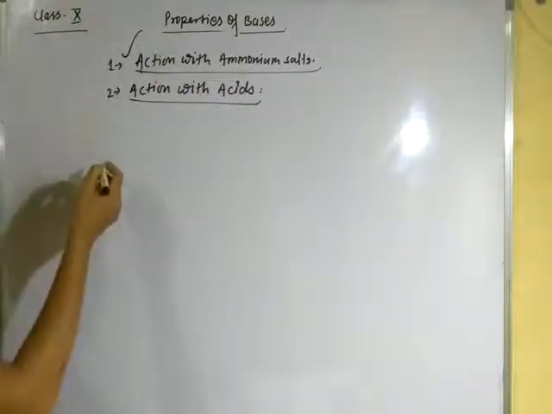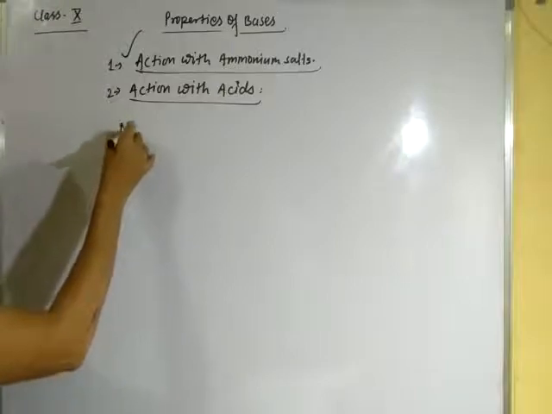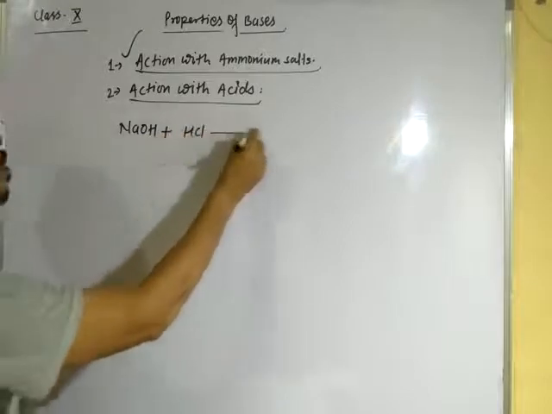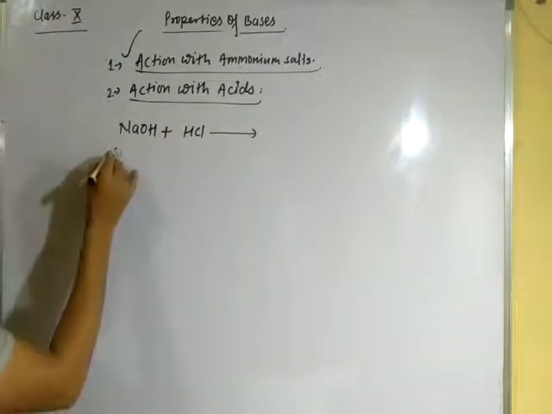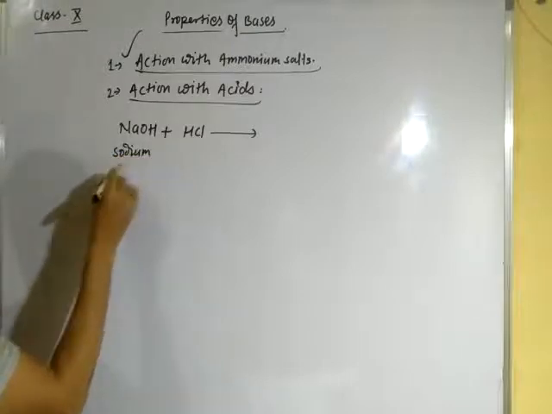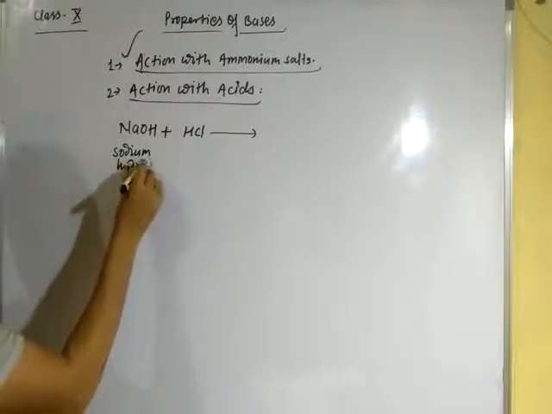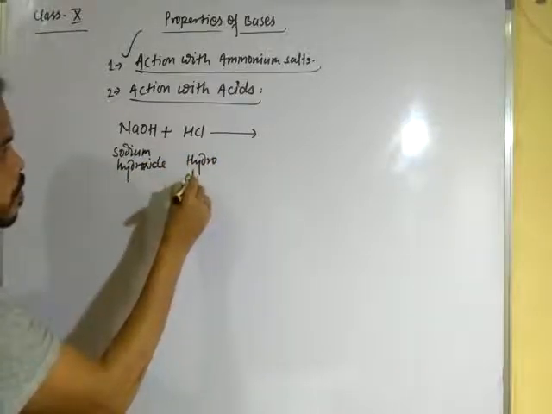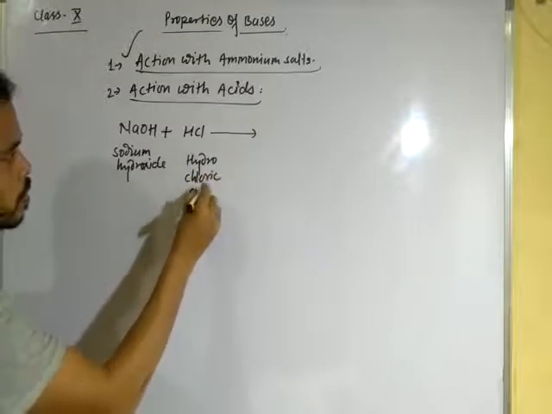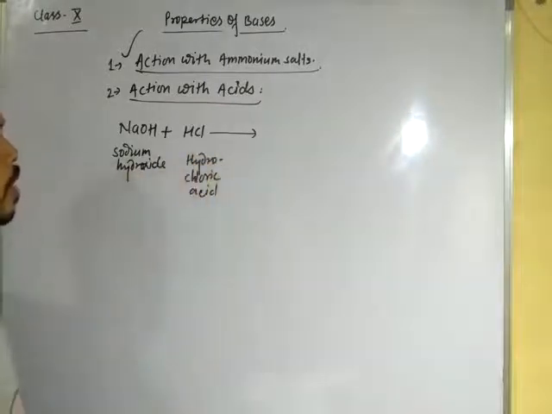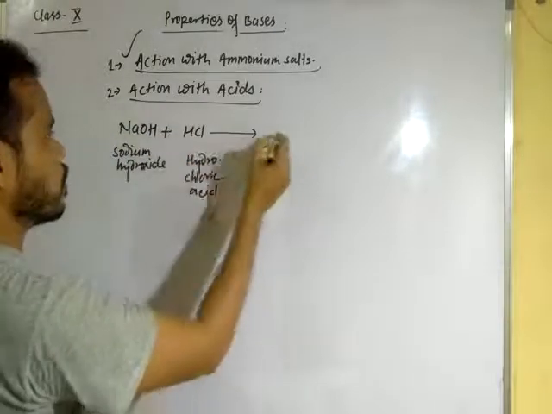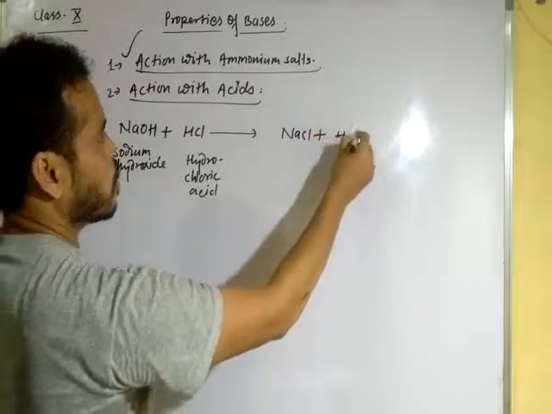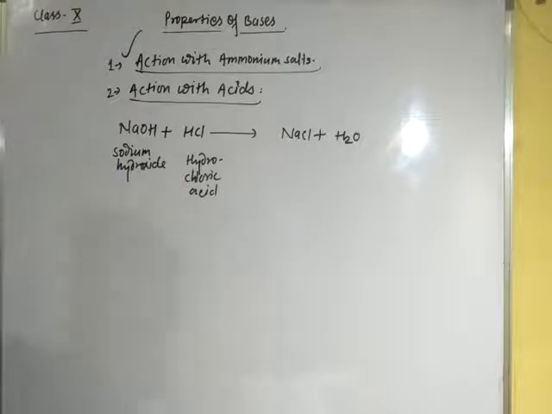Let us see here in this reaction. Suppose we have sodium hydroxide, and HCl is an acid, hydrochloric acid. Okay, dear student, now when they react, they form NaCl, salt, and water. I think there is no problem.